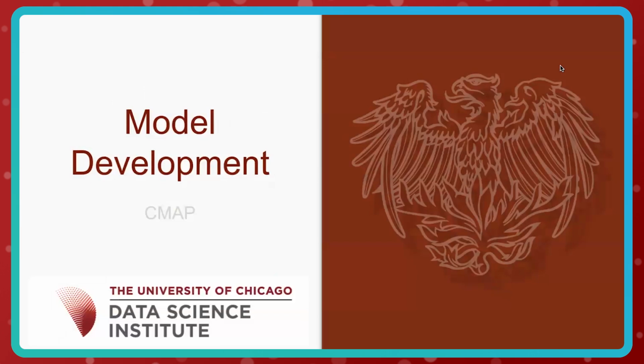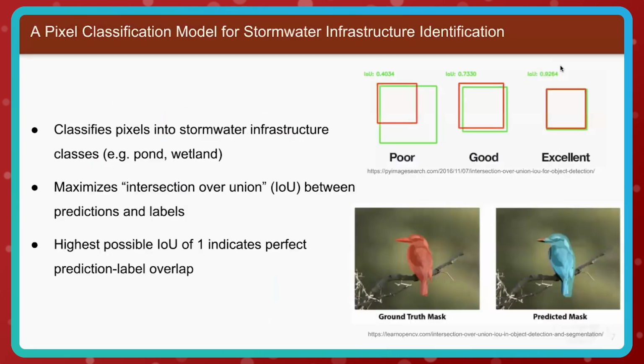Next, we'll be talking about the model development work we completed this quarter. Our model identifies different stormwater infrastructure by categorizing each pixel in an input image into a class, such as ponds or wetlands. The goal of our model was to maximize the intersection over union. The intersection over union is a measure of accuracy that is defined as the overlap between the model's predictions and the labeled area. The highest IOU that can be achieved is 1, which indicates perfect overlap between the predictions and labels.